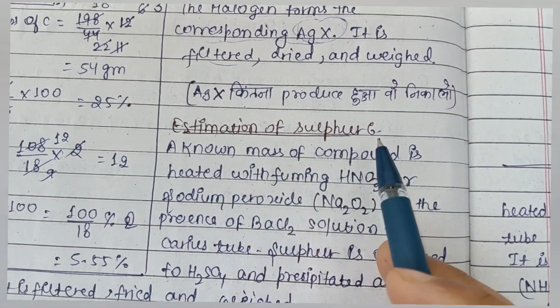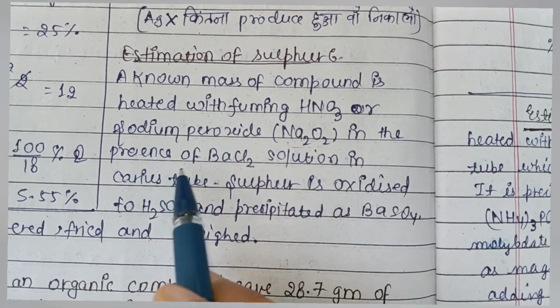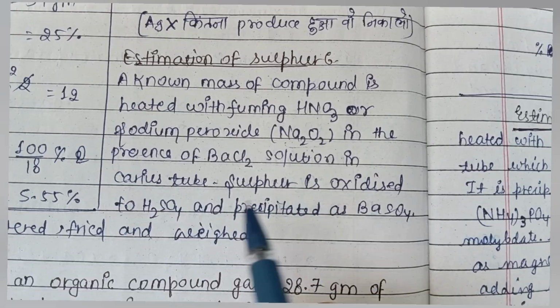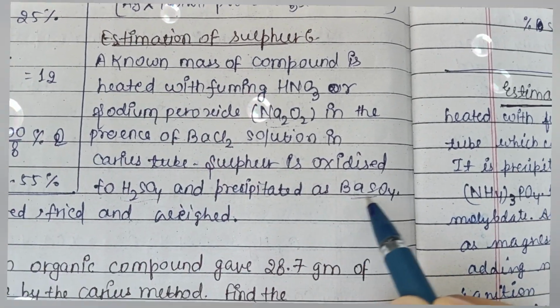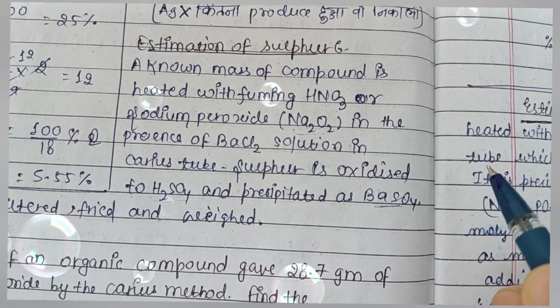Then we have the estimation of sulfur. A known mass of compound is heated with fuming HNO3 or sodium peroxide in the presence of BaCl2 solution in a Carius tube. Sulfur is oxidized to H2SO4 and precipitated as BaSO4, and we will understand this method also later in the video.